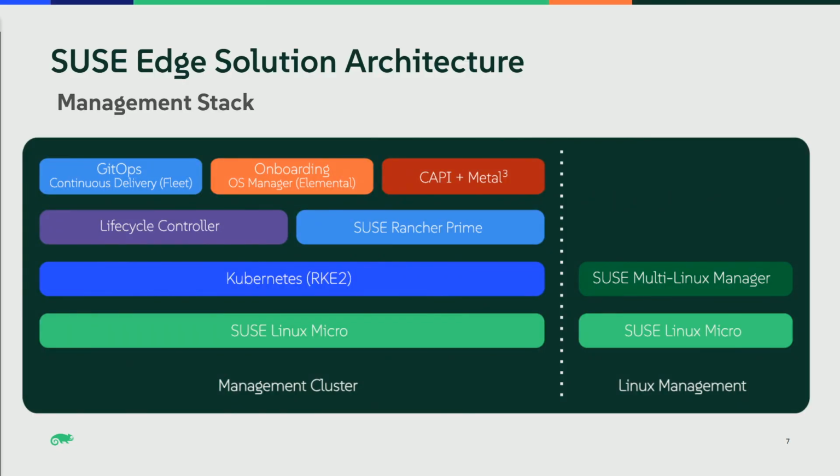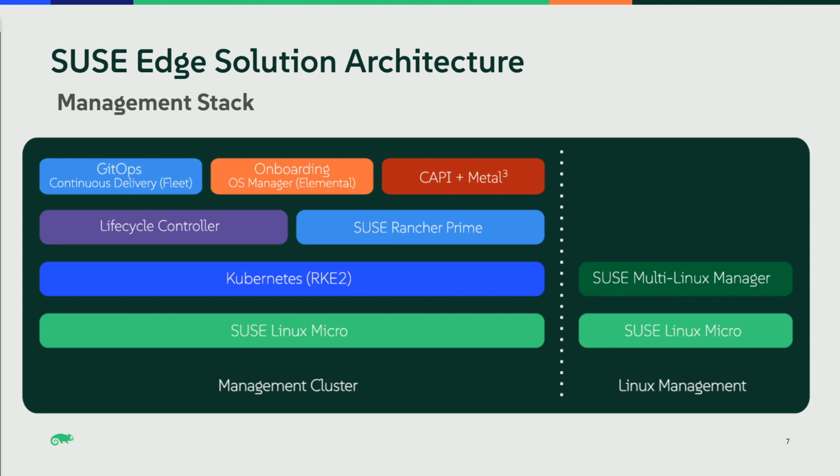The stack that we are using for that consists, of course, of a server side and a client side, or downstream cluster side. The server side is basically best of breed of all the management tools that we have at SUSE. The Rancher side, you saw it in the morning already. So we have SUSE Linux Micro as the underlying OS. We have Kubernetes. So Rancher itself is a Kubernetes workload, but it's also managing those downstream Kubernetes clusters.